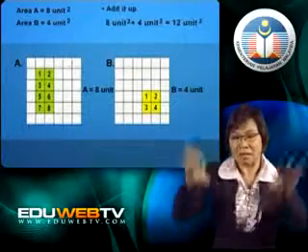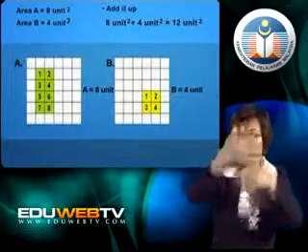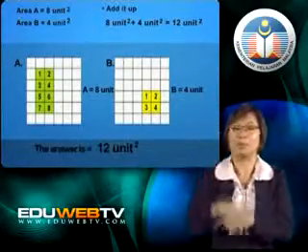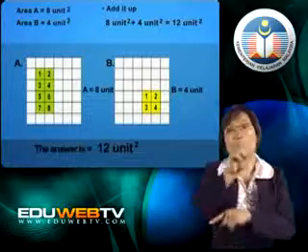Let's add up the total to get the whole area. 8 plus 4 equals 12 units square. The answer is 12 units square. Easy, right?